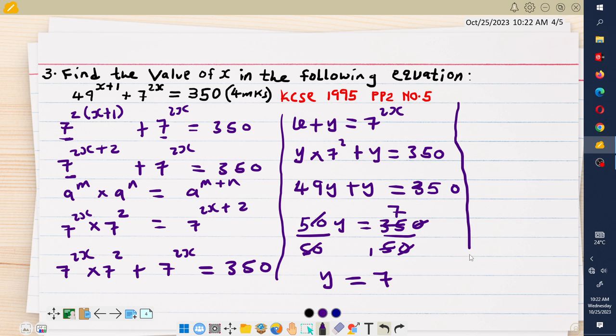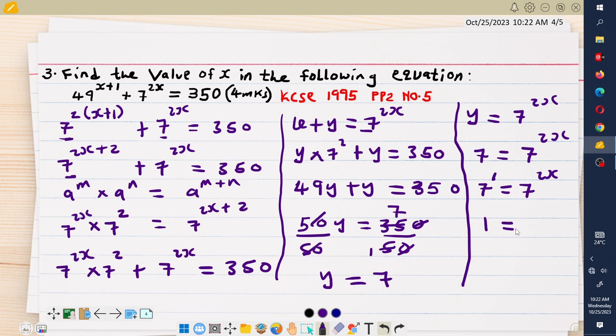Then we had said that we are letting y be equivalent to 7 power 2x in this step here. But the value of y is 7, so this means 7 is equivalent to 7 power 2x. But 7 is the same as saying 7 to the power of 1. So this is equivalent to 7 power 2x. Therefore, if I drop the bases, I simply equate the powers. So this means that 1 is equivalent to 2x. Therefore, if I divide through by 2, I'm going to get the value of x as being a half or 0.5.